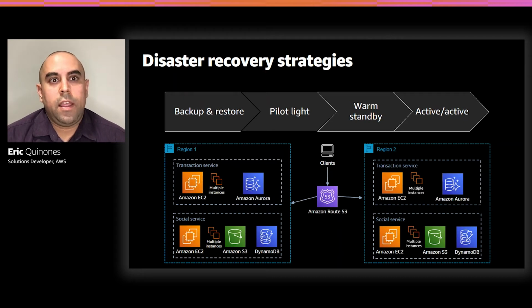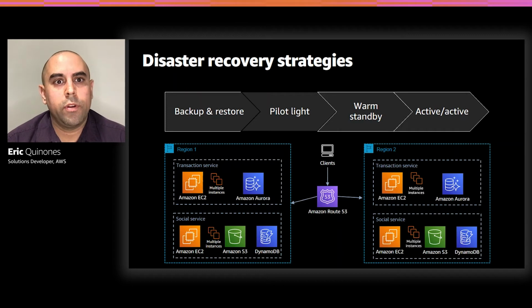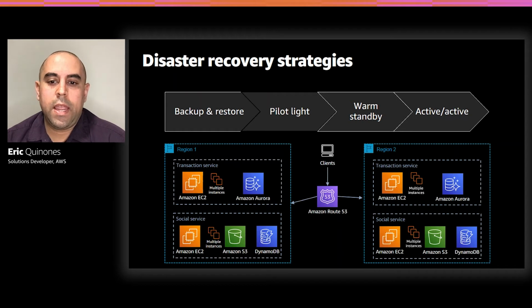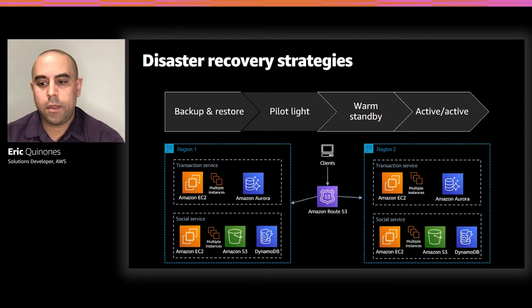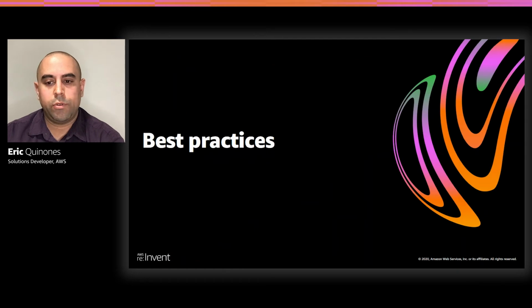Things like, again, infrastructure as code make it easier to deploy your infrastructure in multiple regions. There are great service features that make this easier. We're going to talk about them in a little bit. And we're going to see an example of a warm standby in the reference architecture. So let's talk about some best practices for designing a multi-region disaster recovery strategy.